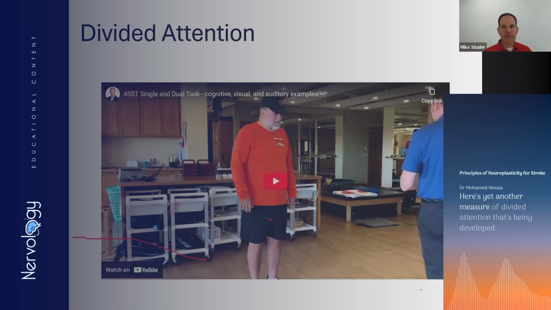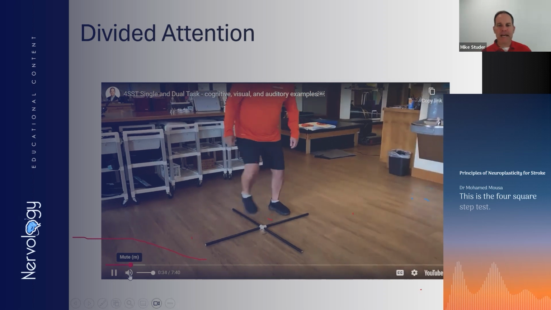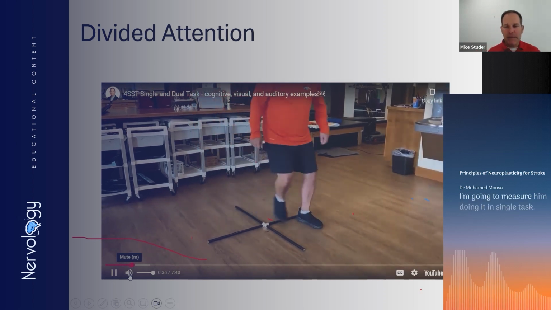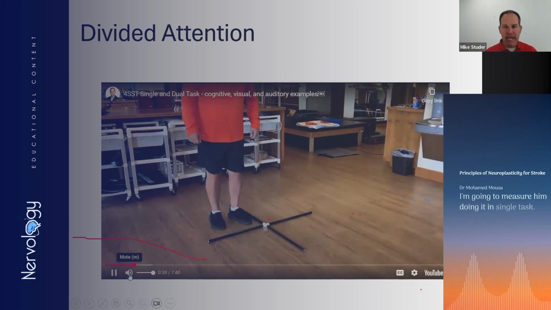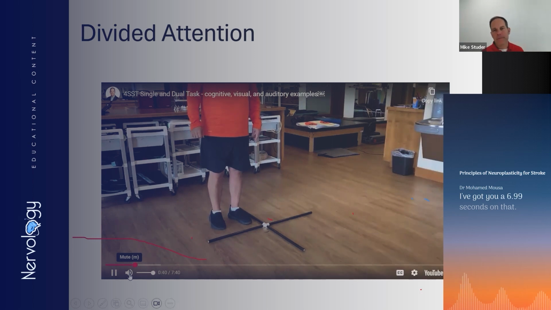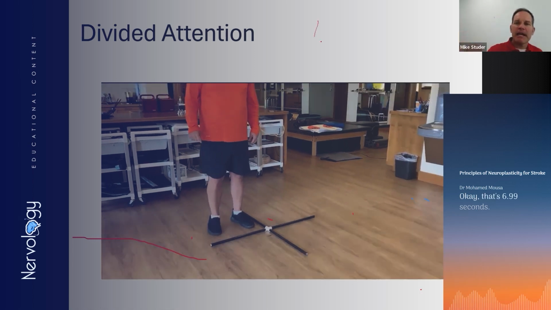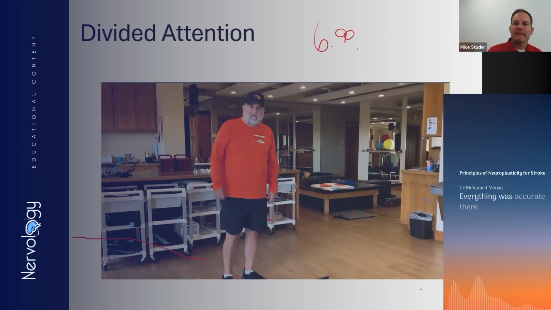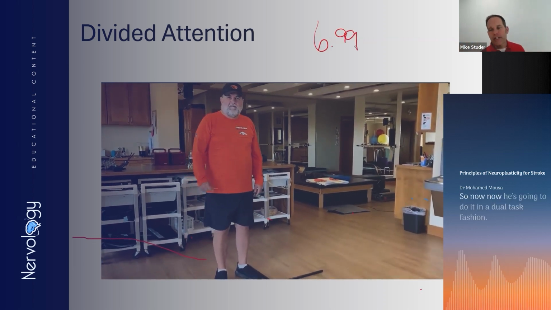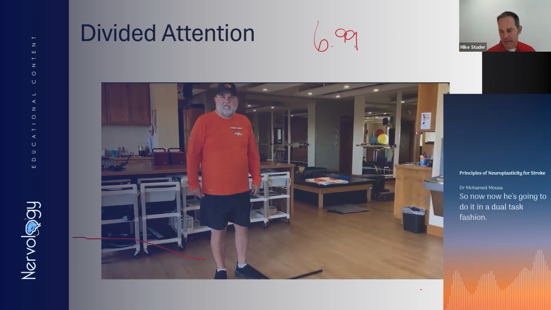Here's yet another measure of divided attention that's being developed. This is the 4-square step test. I'm going to measure him doing it in single task. I've got you as 6.99 seconds on that. Okay? That's 6.99 seconds. Everything was accurate there. So now he's going to do it in a dual task fashion.